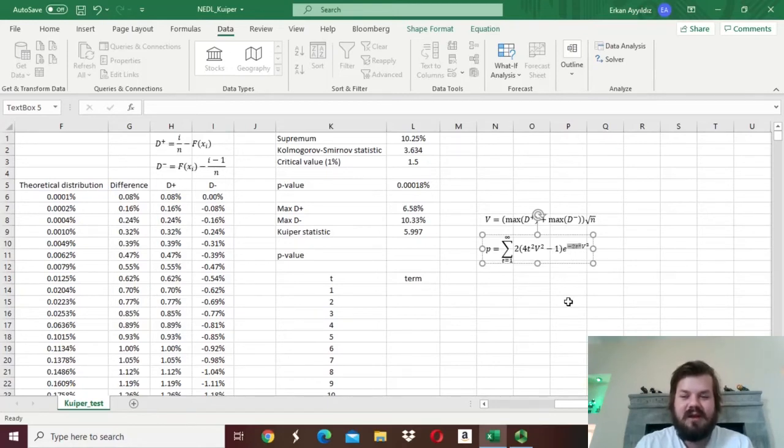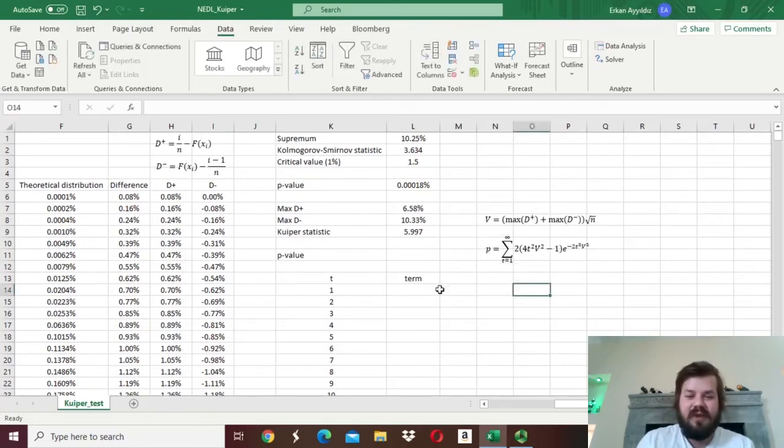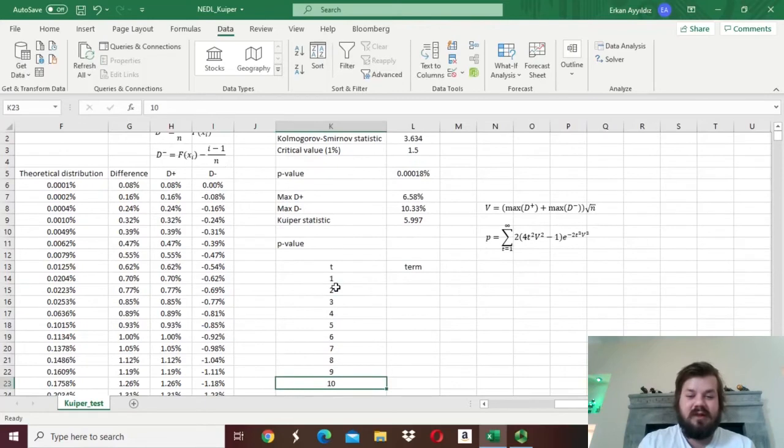So what we really need is some first few entries of this infinite series, and we'll get a very accurate approximation of our true p-value. Here, I've decided to calculate the first 10 values of this infinite series, so let's go with it.